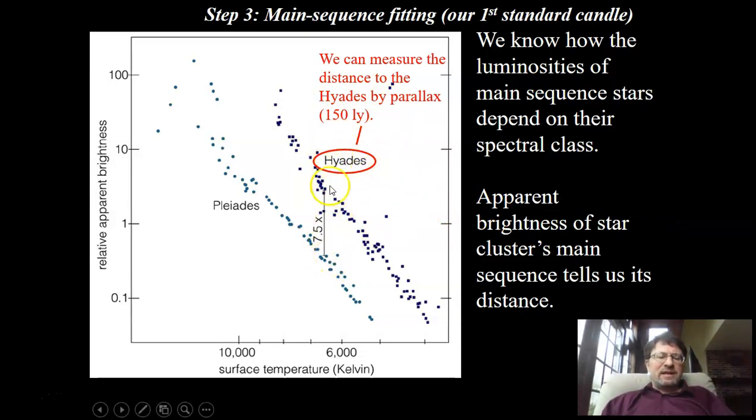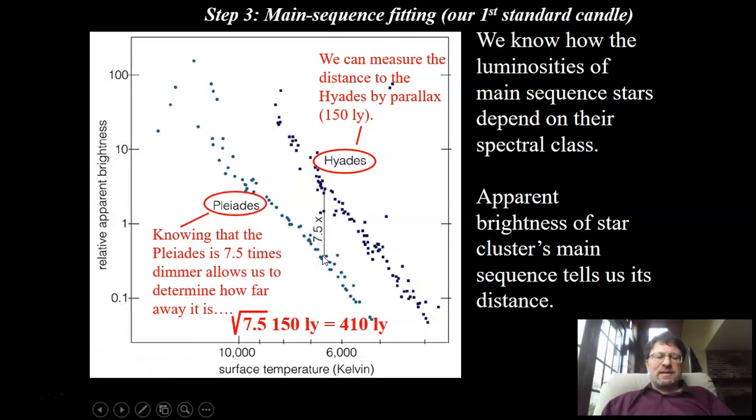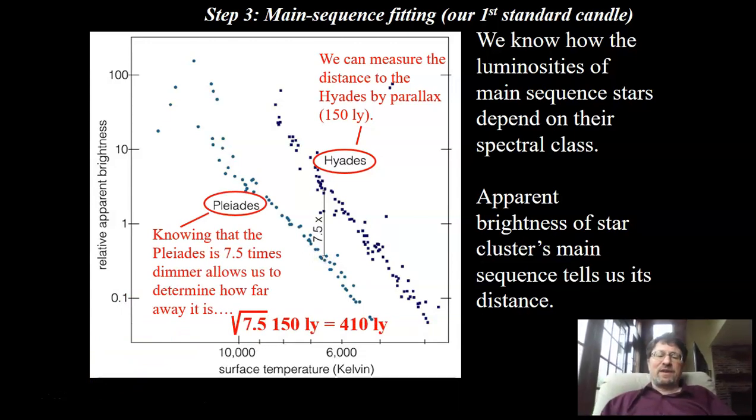We know the Pleiades is, on a spectral type by spectral type basis comparison, 7.5 times dimmer. What does that mean? Well, it means that the Pleiades must be the square root of 7.5 times further away. Imagine, to keep the numbers a little simpler, that the Pleiades were 9 times dimmer than the Hyades stars.